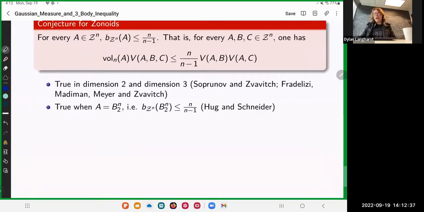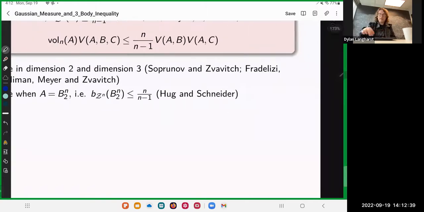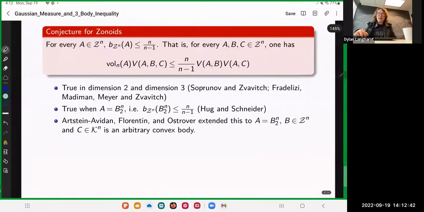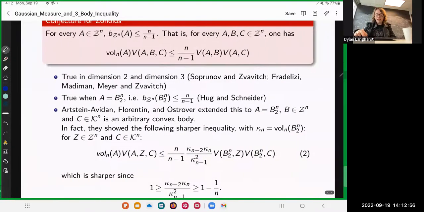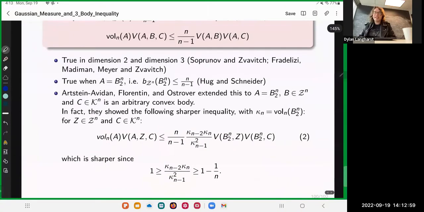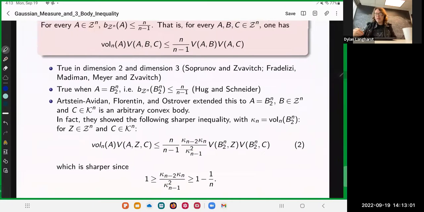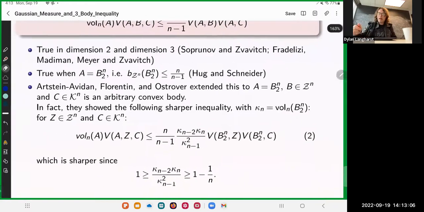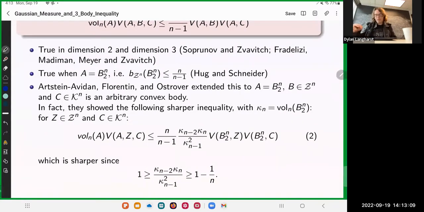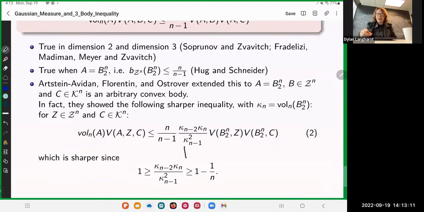B(B_2^n) is less than or equal to n over n minus 1. And Artstein-Avidan, Florentin, and Ostrover were able to extend this. So A is still B_2^n, B is any zonoid, but now C can be any convex body. But actually, they did better. They were able to improve the constant. They have a weird kappa_{n-2}. I wrote it now for you right here. Kappa_n is the volume of B_2^n. So they're able to introduce this constant here.